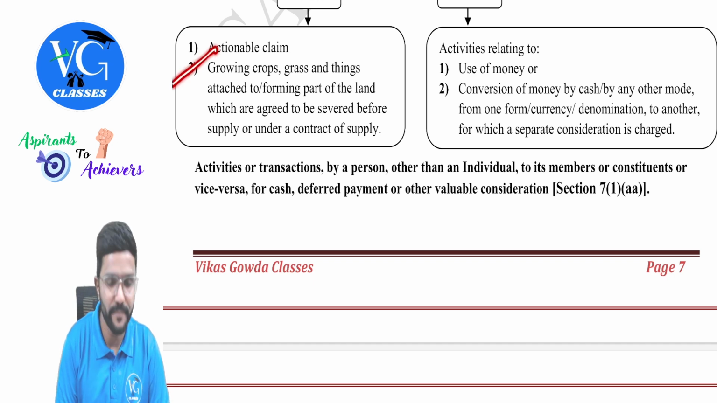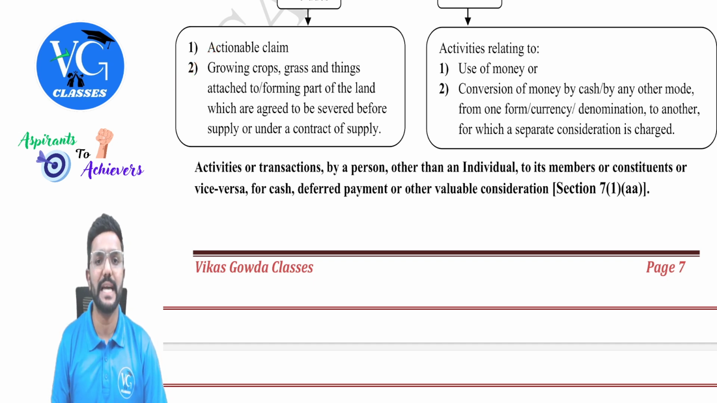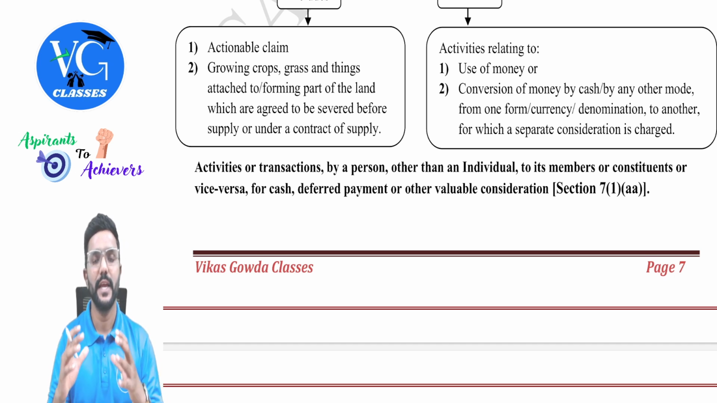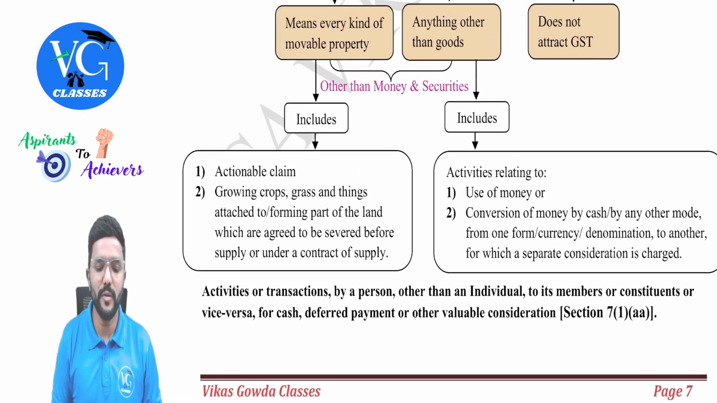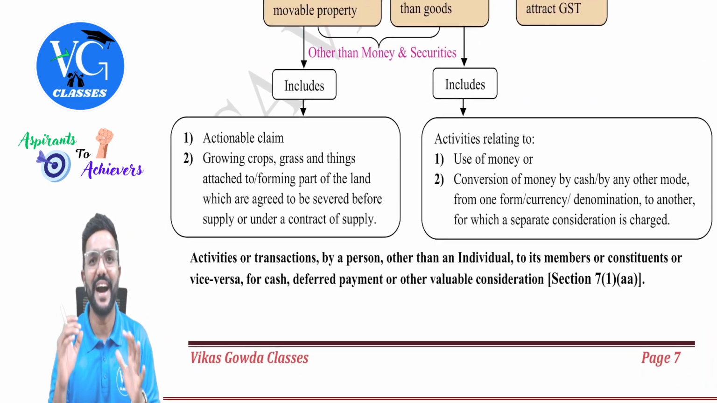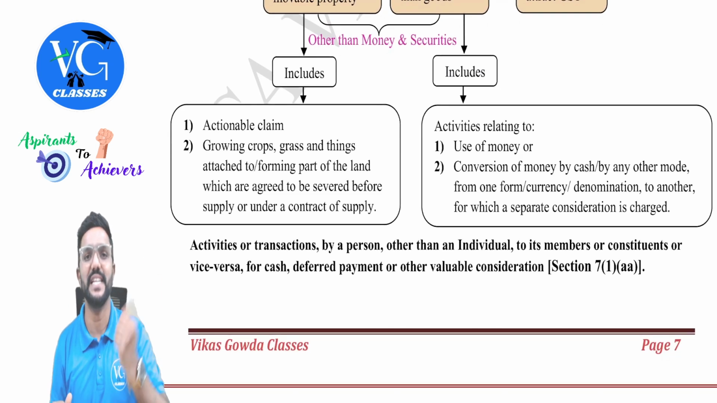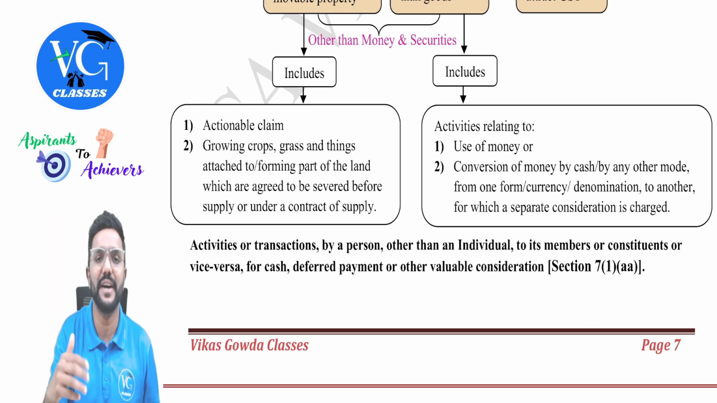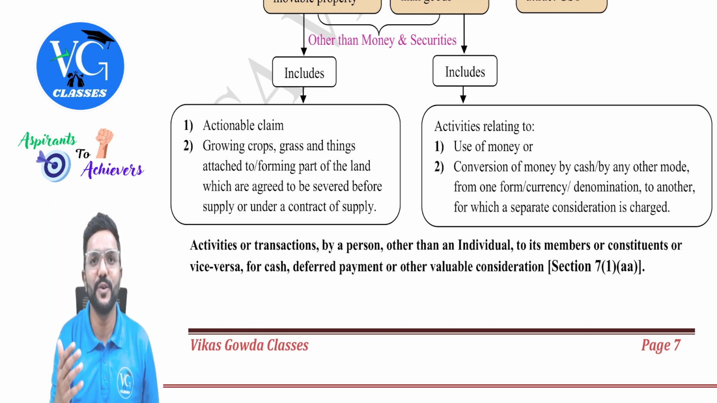Then, growing crops, grass, and things attached to or forming part of the land which are agreed to be severed before the supply or under the contract of supply. Guys, if anything is attached to the land, it is like immovable. Sir, immovable is not at all covered in goods. Yes, I agree. But if I have agreed to cut it down and sell it, or if I have agreed to sever it from the land and I have agreed to sell it, is it goods?